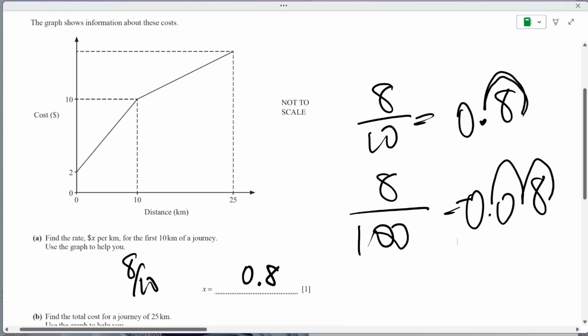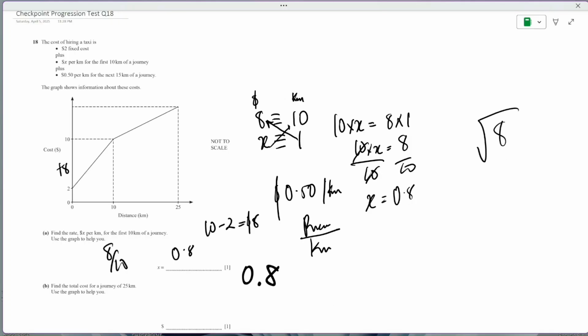If you're still struggling with doing it like this, you can use long division. You can have 8 inside, 10 outside. 8 is on top, so 8 is inside, 10 is outside.